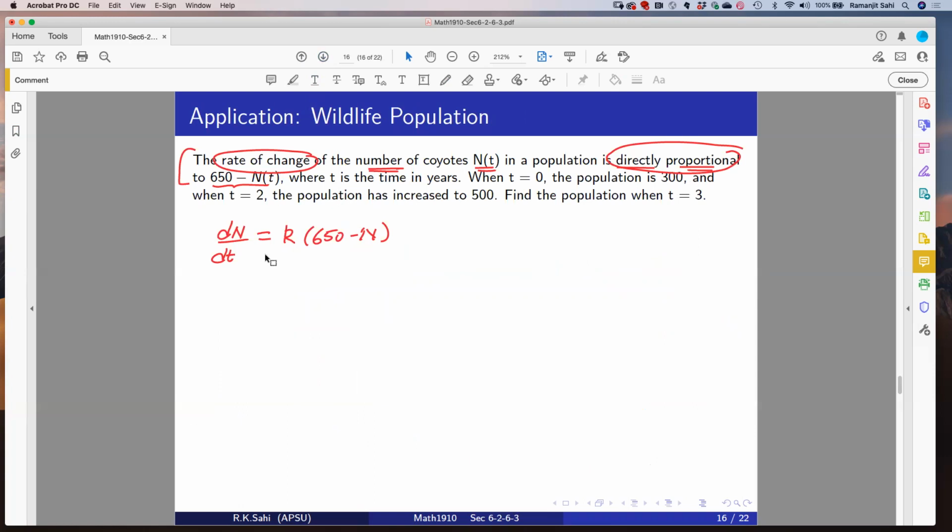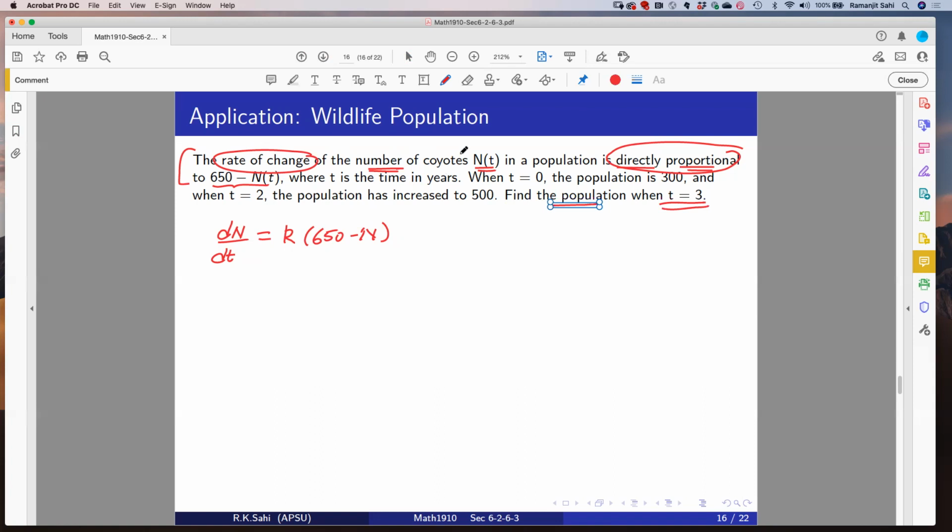Now we're going to solve this problem. We want to find the solution, because as you read the problem, definitely we have to find the solution of this differential equation. Before I do that, let's continue reading the problem and then come back over here. It says when time is 0, that means when we started to look at the number of coyotes, the population was 300. And in two years, the population increased to 500. The question is, find the population when it was 3 years.